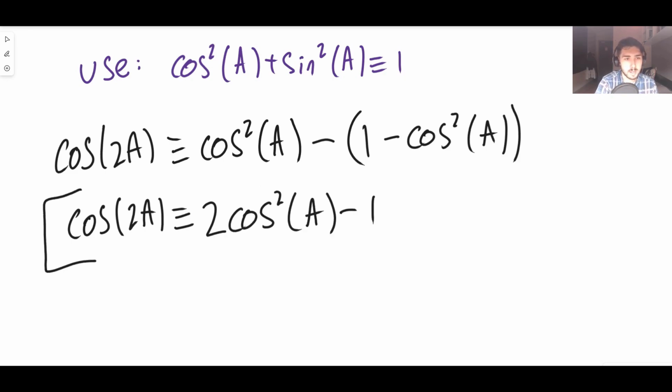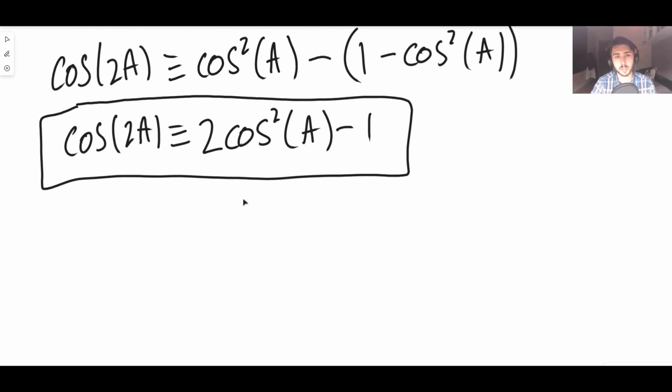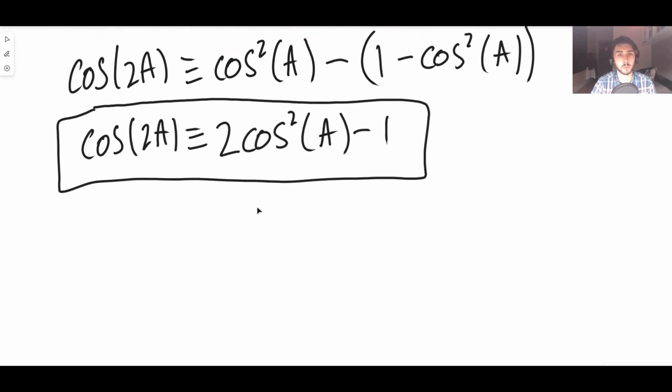And this is the next one for cos. This one's really, really useful for integration and stuff like that. Okay, we want the other one though. There's another. How do we get that, I wonder?